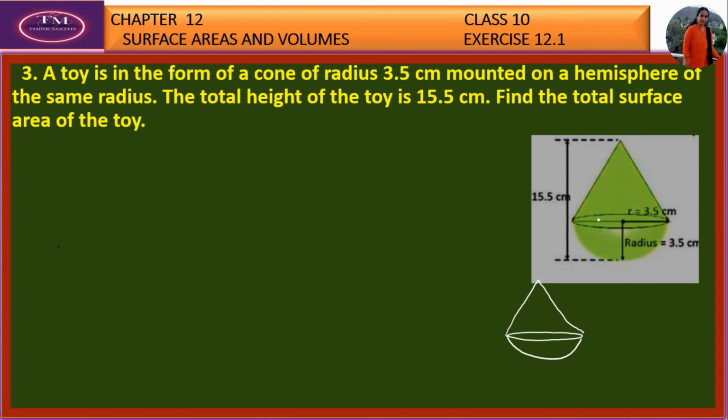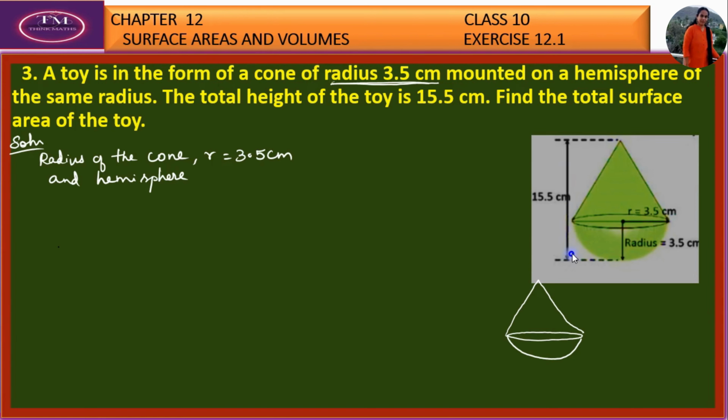What are all the data given? The radius of the cone is 3.5 centimeter. So let us start writing. Radius of the cone r is equal to 3.5 centimeter. Mounted on a hemisphere of the same radius. So both the radius of the cone and hemisphere is 3.5 centimeter. The total height of this toy is 15.5 centimeter.